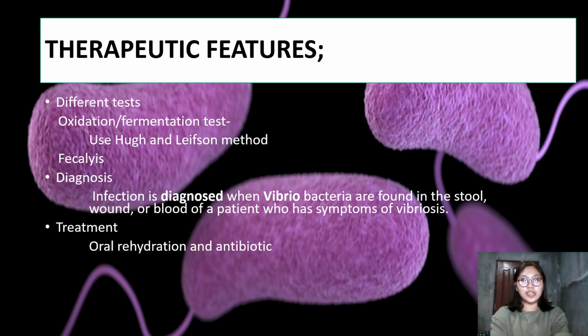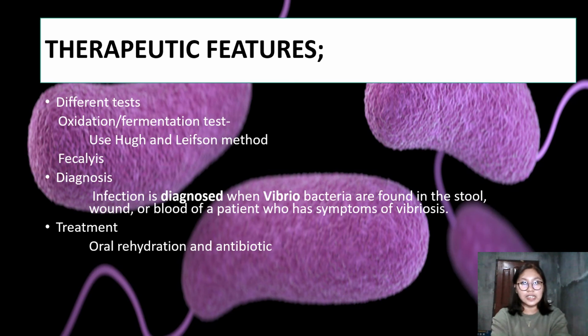The next slide is therapeutic features. We have the different tests. The first test is the oxidation fermentation test, or oxidative fermentative test. The oxidative fermentative test was developed by Hugh and Leifson in 1953. They developed OF media to differentiate between oxidative, which produces acids from carbohydrates under aerobic conditions, and fermentative, which produces acids under both aerobic and anaerobic conditions.